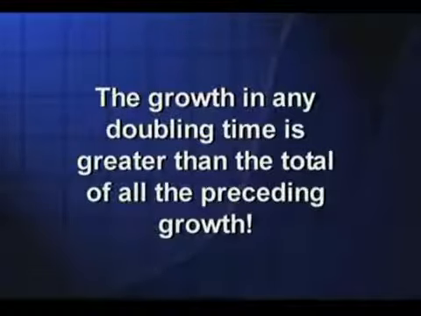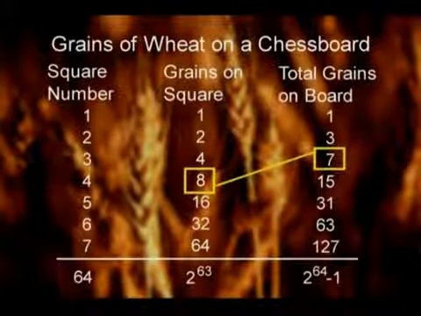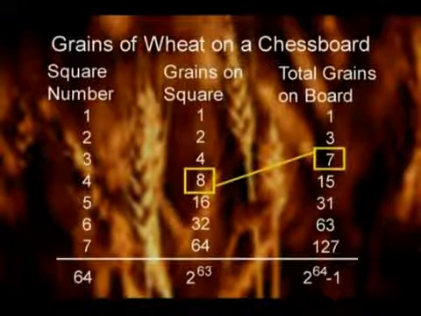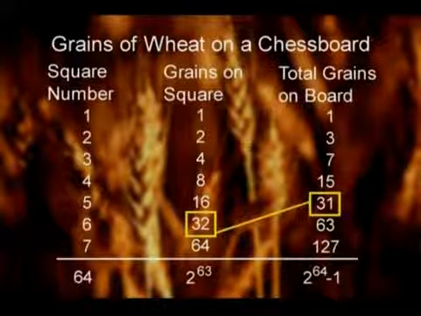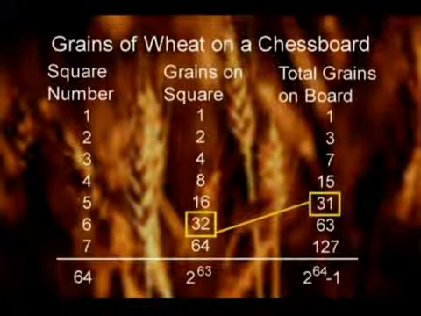There's something else that's very important. The growth in any doubling time is greater than the total of all of the preceding growth. For example, when we put 8 grains on the 4th square, the 8 is larger than the total of 7 that were already there. When we put 32 grains on the 6th square, the 32 is larger than the total of 31 that were already there. Every time the growing quantity doubles, it takes more than all that you'd used in all of the preceding growth.